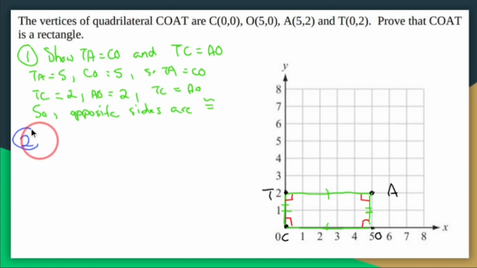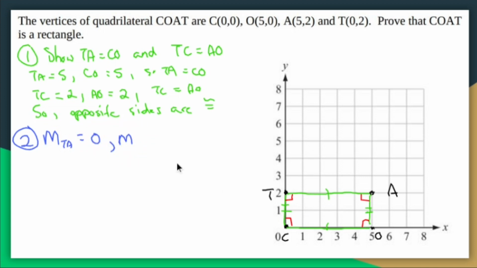Okay? What I'm going to do to show that these are 90-degree angles is I'm going to find the slope of TA, the slope of AO, the slope of CO, and the slope of TC, and prove that they're perpendicular to each other because of negative reciprocals. So the slope of TA, let's actually word it better. Let's be creative. MTA, that means the slope of TA is 0 because it's a perfect horizontal line.